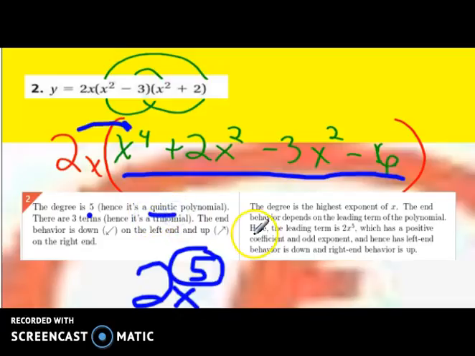That's a name by degree. When I combine all these terms, I'm going to have 3 terms. So that is going to be a trinomial. I have an odd degree and a positive coefficient. It's going to start down and up.